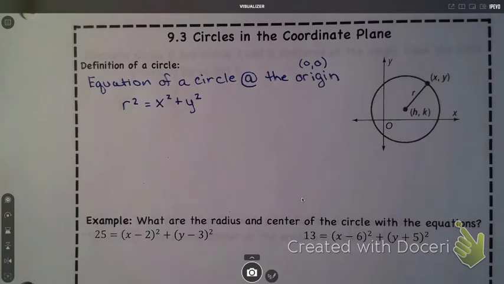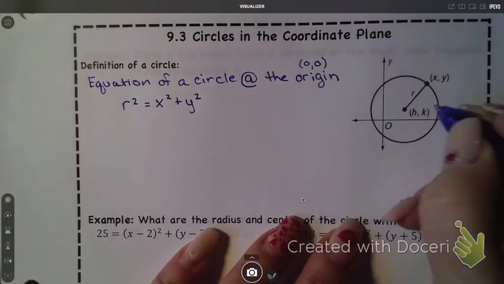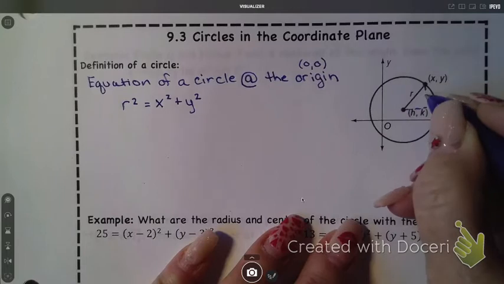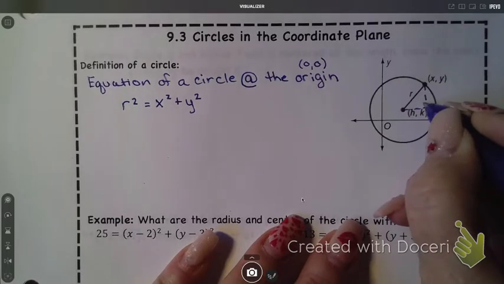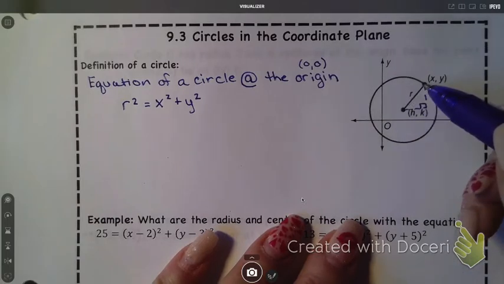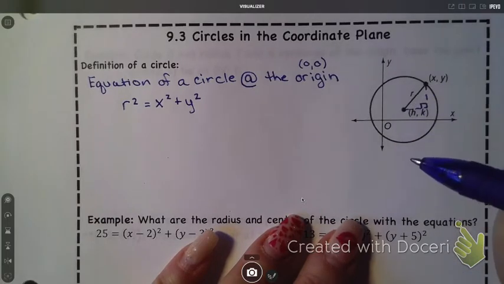Is that familiar? Isn't that the Pythagorean theorem? Watch this. Look what I can draw right here. What did I draw? A triangle. A what kind of triangle? Right. Where the r is the hypotenuse. Do you see that?